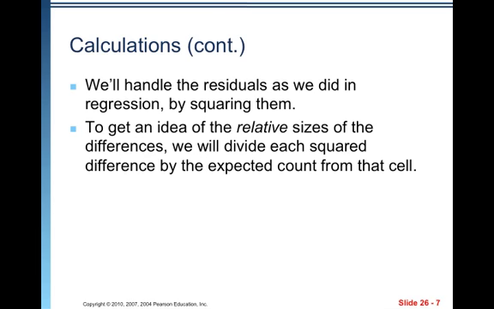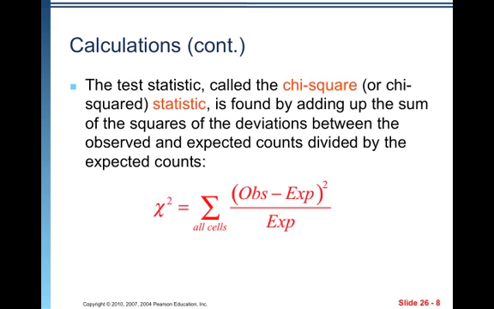So we'll handle the residuals as we did in regression by squaring them. To get an idea of the relative sizes of the differences, we will divide each squared difference by the expected count from that cell. So to get our chi-square test statistic, and it is chi-square, it is going to be the sum of the observed counts minus the expected count, squared, divided by the expected count.